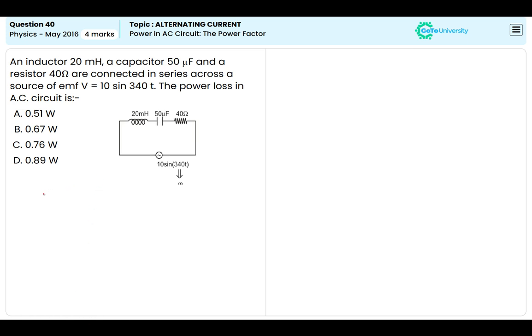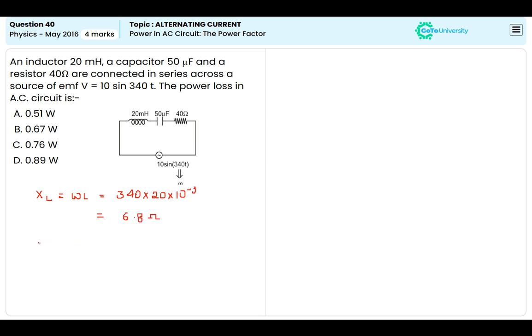Here we know that XL is equal to omega into L, where omega is given as 340, into L, which is 20 into 10 to the power of minus 3. We get the answer, that is 6.8 ohms.